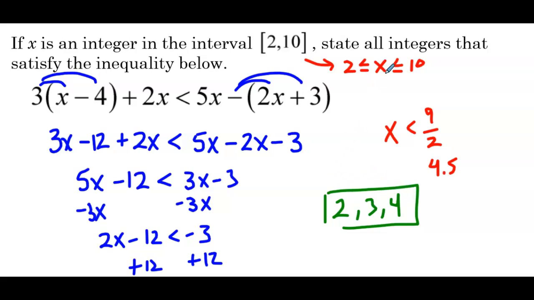Or you can graph both of these on a number line and see where the solution sets overlap and see what integers are in that overlapping section. So there are a couple of different ways that you can come up with the answer, but you want to come up with the answer 2, 3, and 4. Right? 5 is too big; 6, 7, 8, 9, and 10 would also be too big. Right? So there's interval notation.